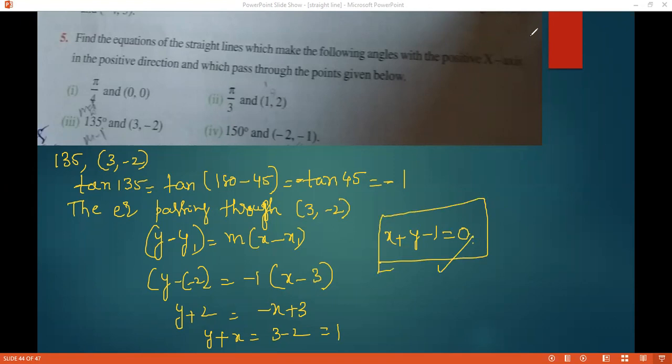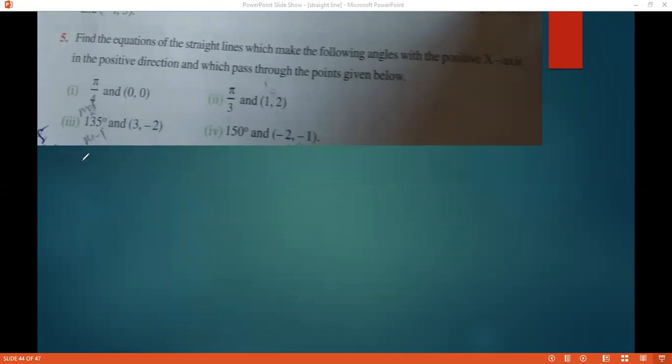Let us move to the next question. 150 and minus 2 comma minus 1. 150 is the slope, and the point is also given. Whenever you see slope and point, you go for point slope form. What is that point slope form? Point slope form is y minus y1 is equal to m times x minus x1.